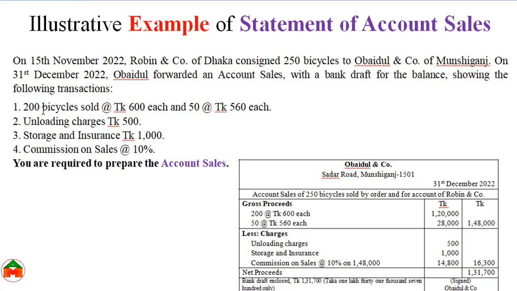We can see the consignee sold 200 bicycles at the rate of 600 and 50 bicycles at the rate of 560, and there is an unloading charge incurred by the consignee, that is 500, storage and insurance charge 1000, and commission that is entitled by the consignee at the rate of 10%. With this information, the account sales can be prepared in this way.